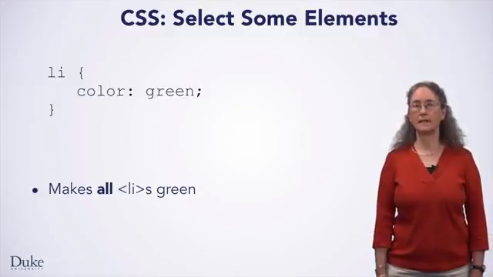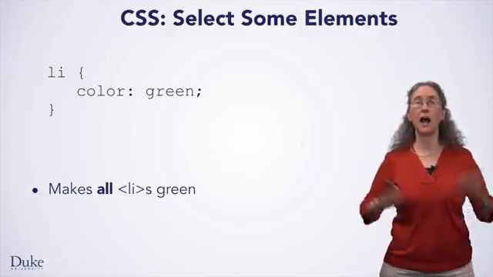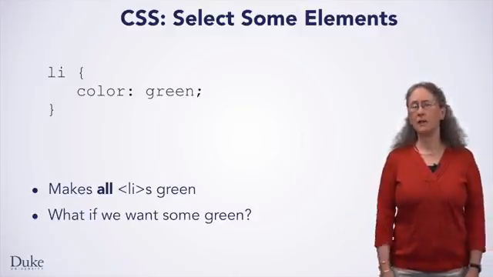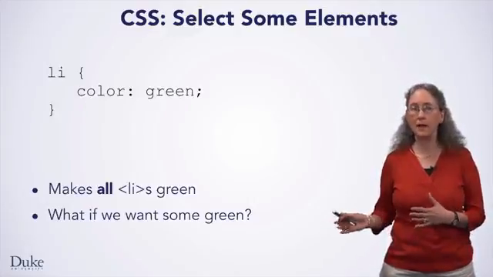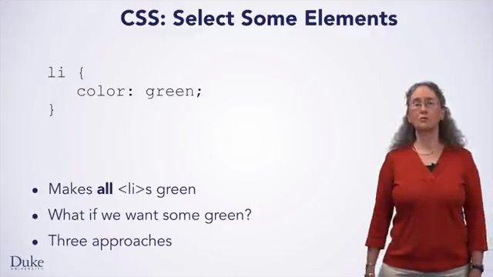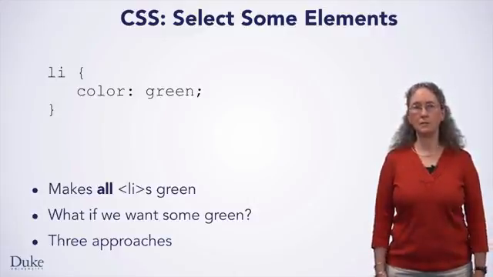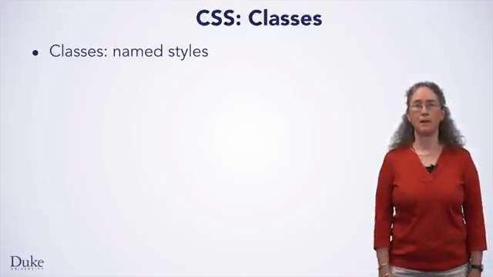However, this CSS makes all list items in your entire web page green. What if you wanted to make some of them green and style some of them a different way? We're going to show you 3 approaches to styling only some of a particular element. The first way you might do this is to use a class, a named style.